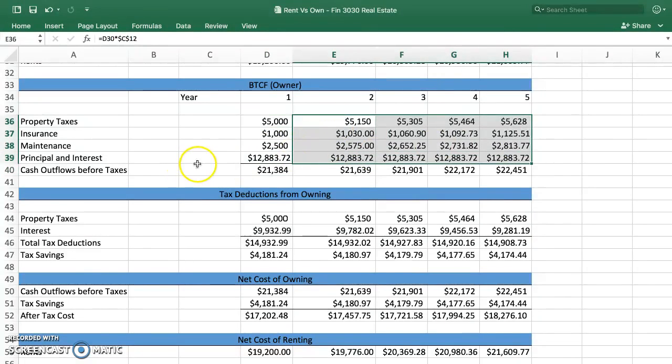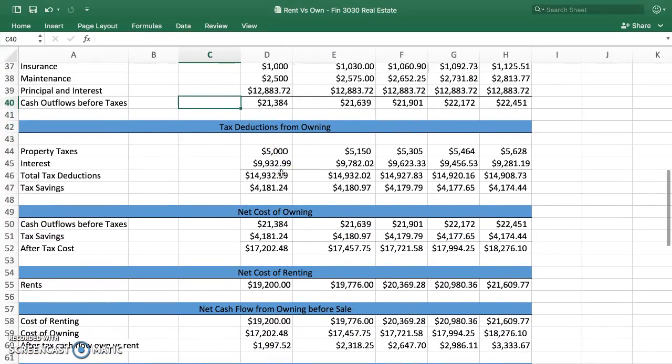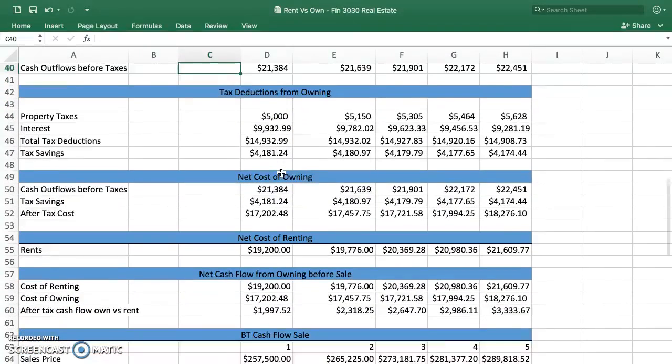Alright, so the cash outflows before taxes. Now we're going to go down to the next section, tax deductions from owning. So here, this is going to be all the taxes that come with the property. So property tax, $5,000, that was already given to us. Interest, we've already calculated. So we're just bringing all those down.